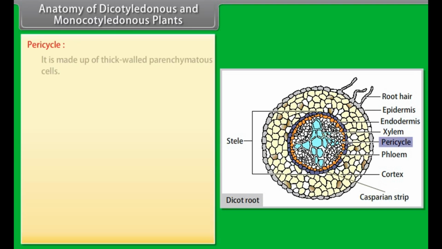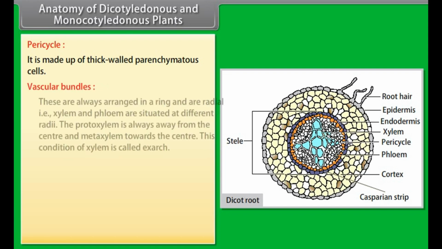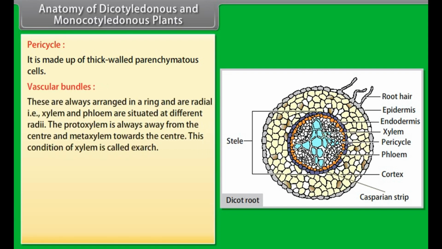Pericycle. It is made up of thick-walled parenchymatous cells. Vascular bundles. These are always arranged in a ring and are radial. That is, xylem and phloem are situated at different radii. The protoxylem is always away from the center and metaxylem towards the center. This condition of xylem is called exarch.